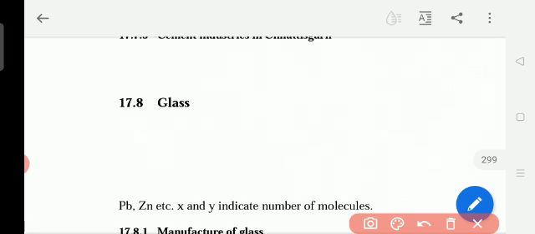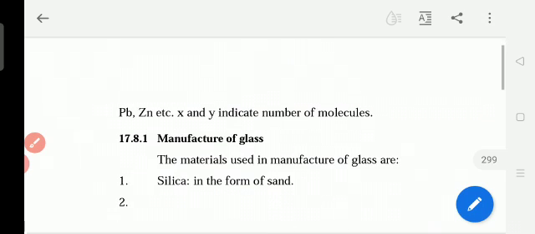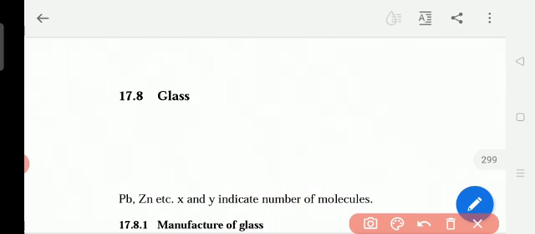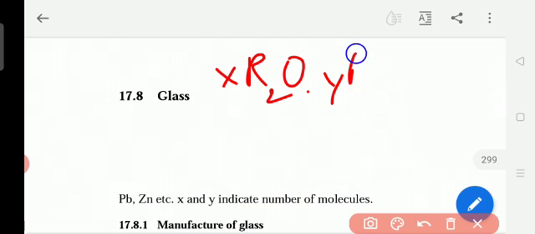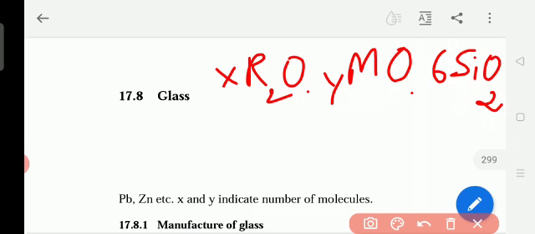So the general formula of glass is what? Glass formula is x R2O . y MO . 6 SiO2. Here R is a monovalent alkali. X is a number; it indicates how many there are. So R indicates the monovalent alkali.